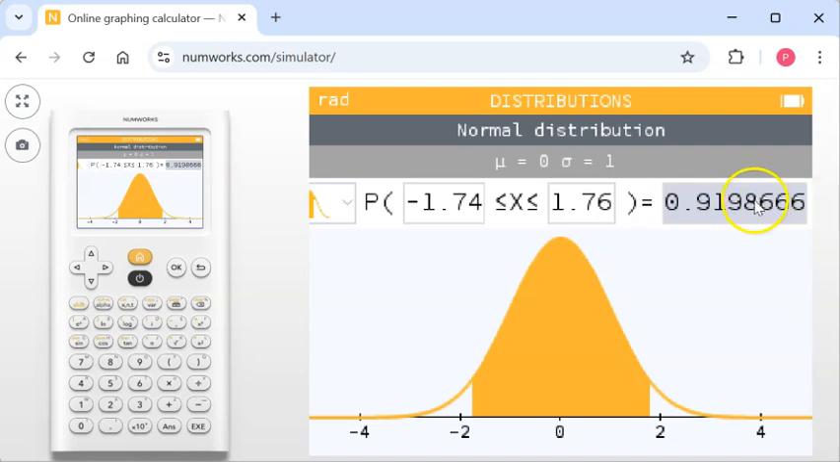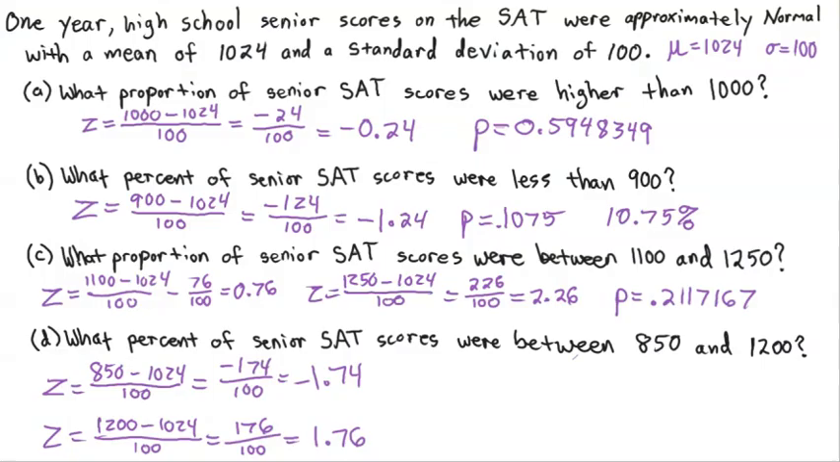We're going to cut it off right here, and so it'll be 0.9199. But we turn that into a percent by moving the decimal point over 2 places, or by multiplying by 100, and that'll give us 91.99%. Okay, and that is our answer to part D here.